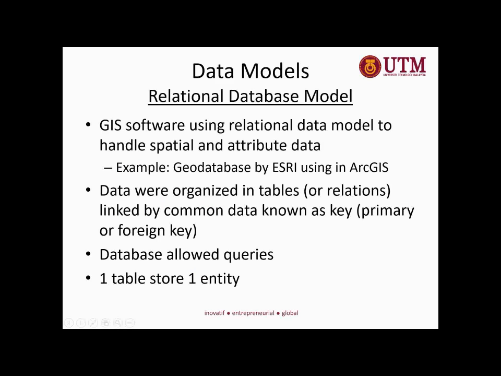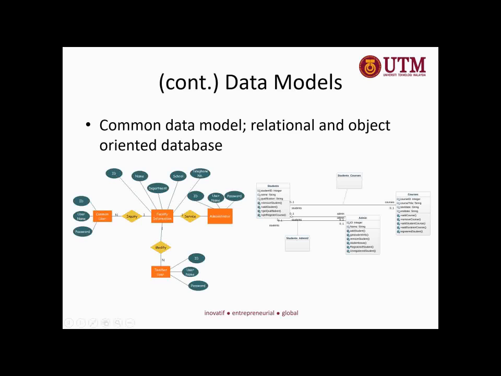So, relational database model. Currently GIS software uses the relational data model. They are also being developed using OO in ArcGIS. Shapefile is based on the relational database model. This table will allow queries between relations, or tables, inside the database. One table can only store one entity. So this is an example: one entity means one table.